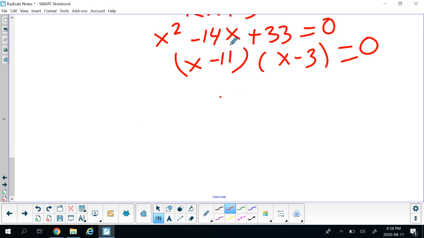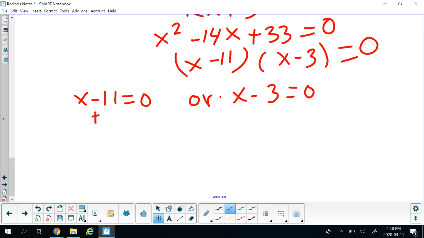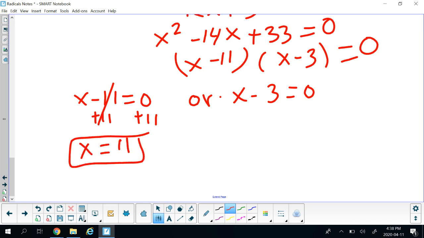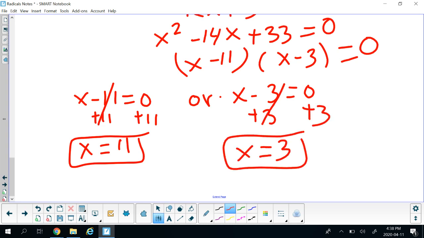So here, if the product of two expressions is equal to 0, so here either we get x minus 11 equal to 0 or x minus 3 equal to 0. From here, add 11 on both sides. So our value of x is 11. And on this side, we're going to add 3 both sides. And x is equal to 3.